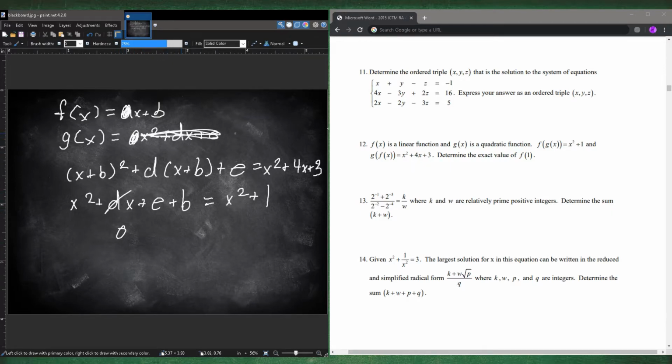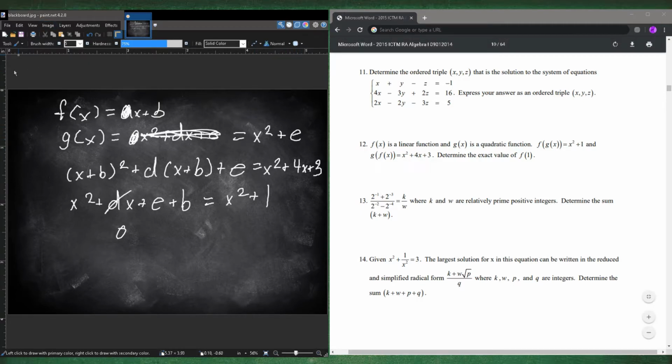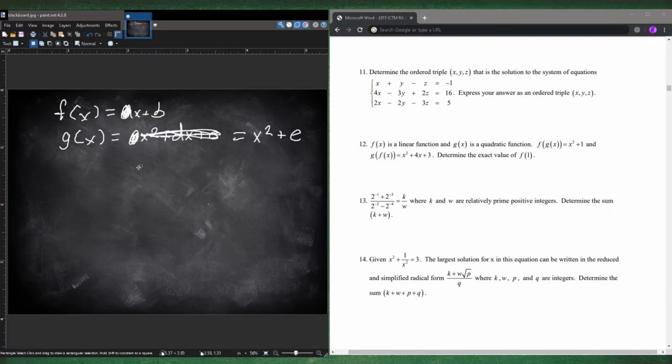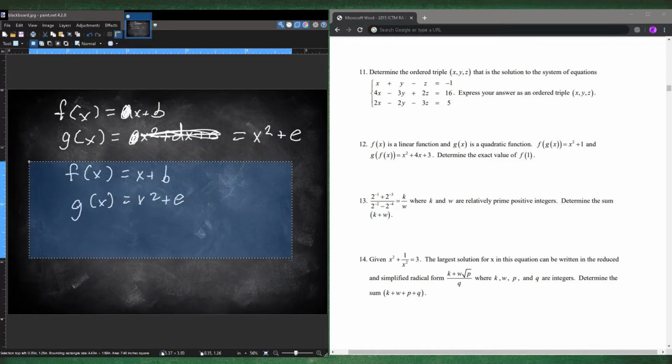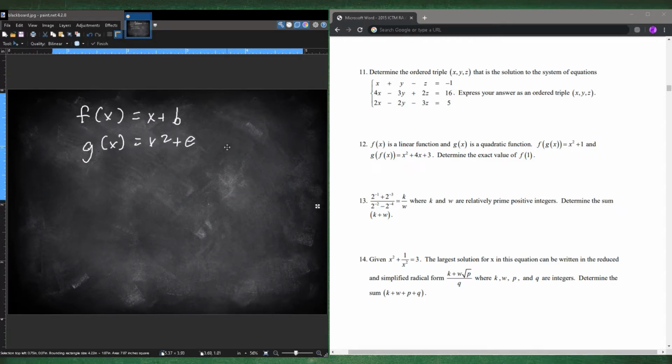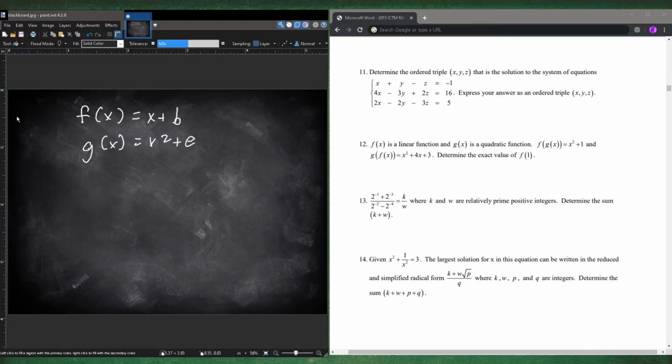So based on that, we could rewrite this as x squared plus e. Okay, so let's go ahead and delete the entire thing because we just simplified it like that. So let's make this a little nicer. So f of x is equal to x plus b, and g of x is equal to x squared plus e. Okay, so that's an x.